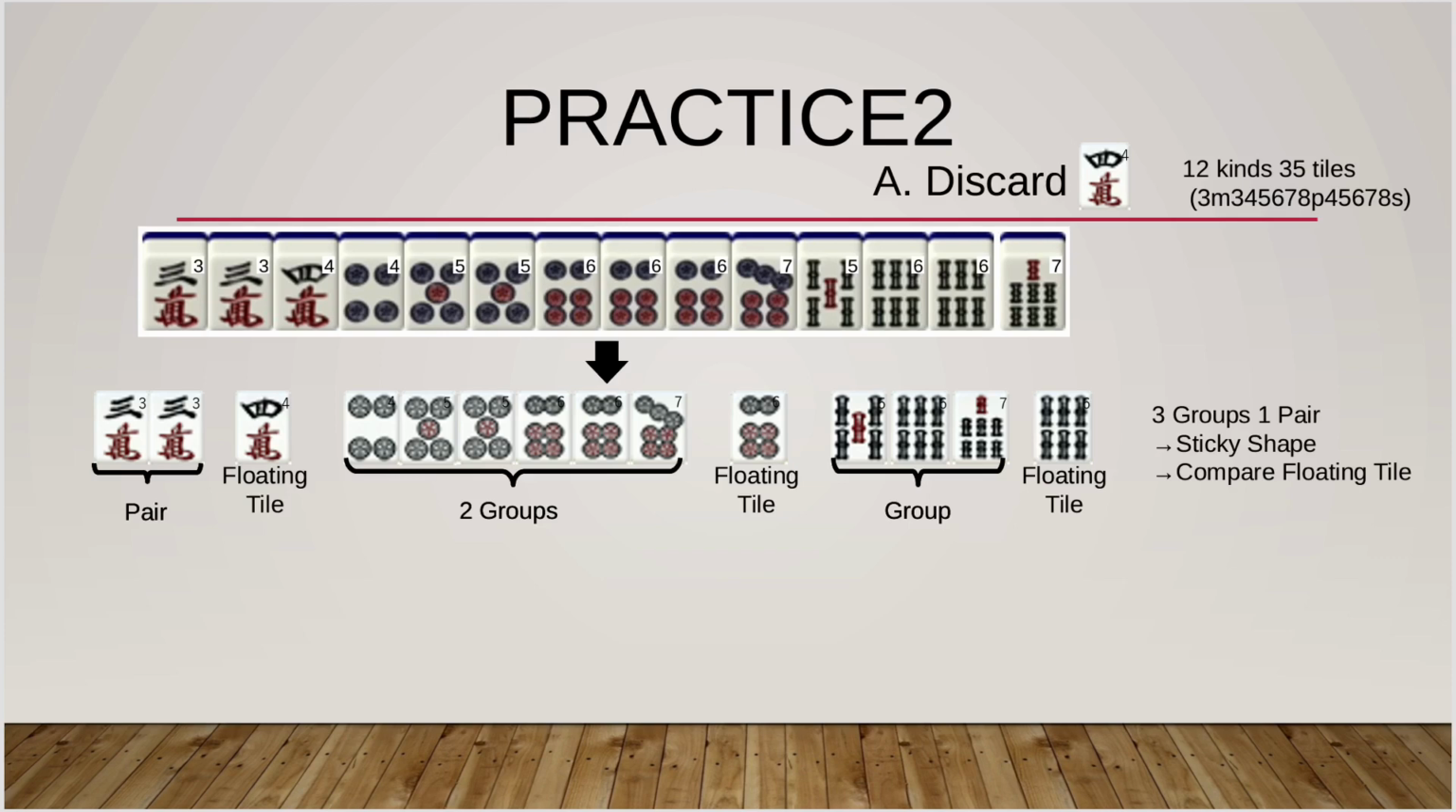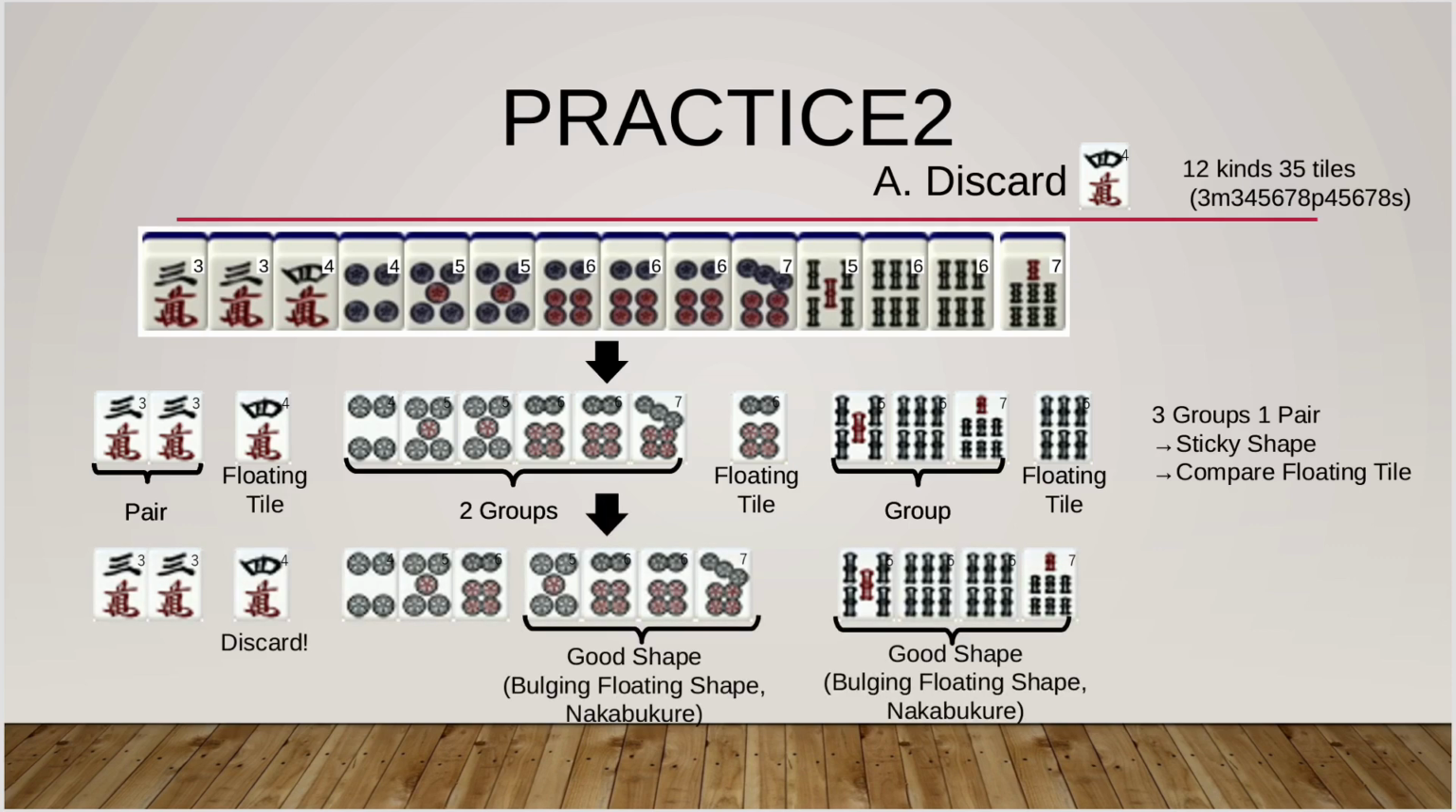Now, let's think about which tiles are the floating tiles. In this hand, the floating tiles are 4-man, 6-pin, and 6-sou. Regarding 6-pin and 6-sou in this case, they form good shape called bulging floating shape, or nakabukure. Among these floating tiles, the one that contributes the least to acceptance when held is the 4-man. So, discarding the 4-man is the correct choice.